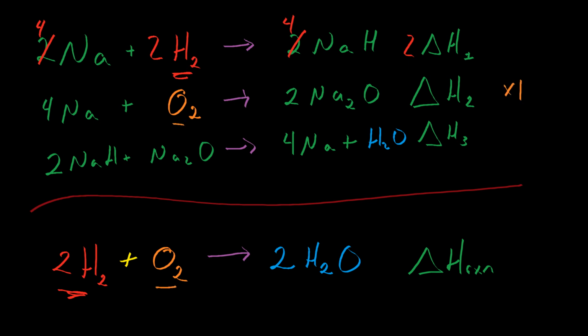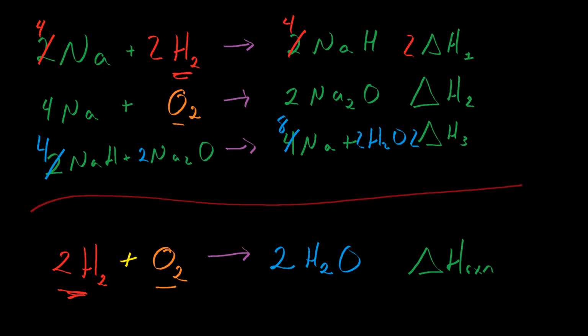And for reaction 2, it has the appropriate number of oxygen, so we multiply it by 1, and we don't have to change anything about that. And for the third reaction, we need more water, so we need to multiply that reaction by 2, which changes all of the numbers in reaction 3 by multiplying by 2, including the enthalpy change.